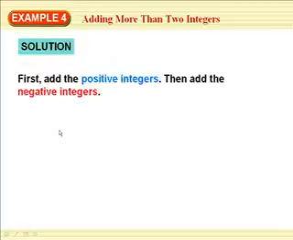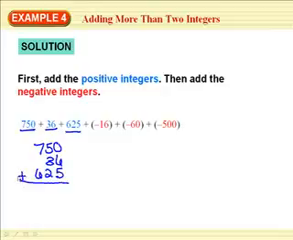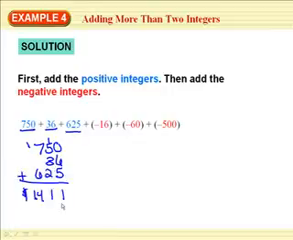So first, they suggest, and this is what I do too, is I add all the positive numbers together. All the positive would have been your profit, so that was these numbers right here. So let's add those. 750 plus 36 plus 625, and those are all of your positives. So 11, carry the 1, 5, 6, 7, 8, 9, 10, another 11, carry the 1, 14. So $1,411. Then it says to add the negatives.